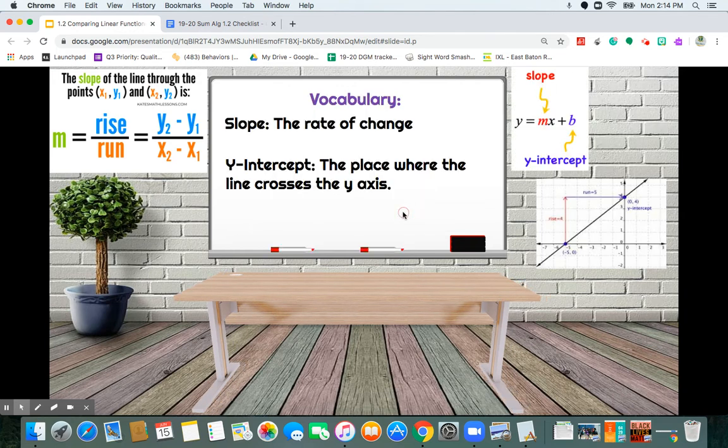Important vocabulary to write down. Pause the video here and fill out your notes on page 2 to catch yourself up with everything we've just reviewed. Remember, slope is the rate of change. The y-intercept is the place where the line crosses the y-axis.